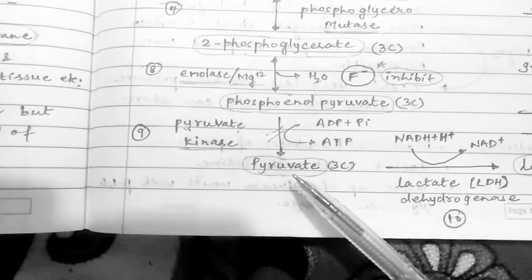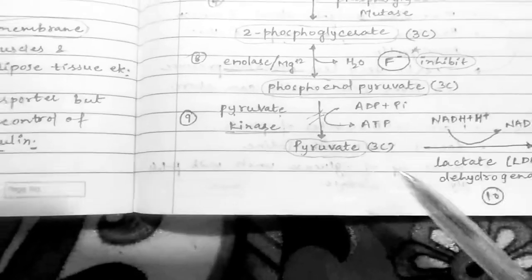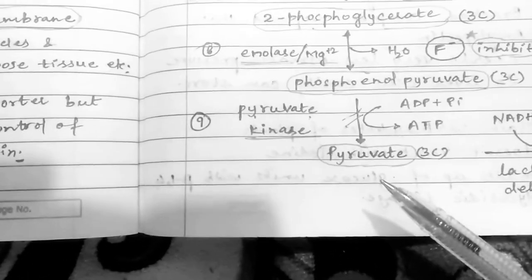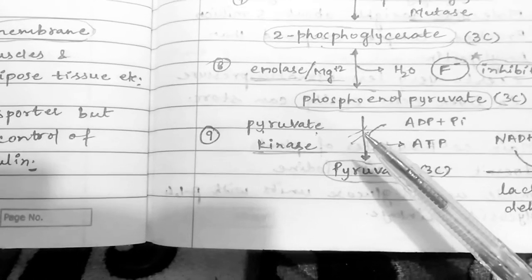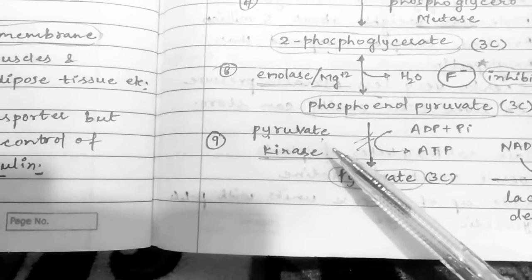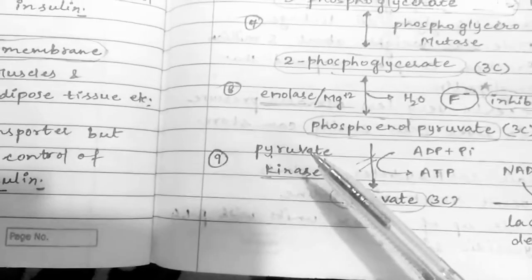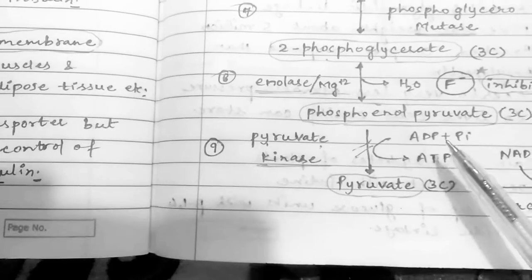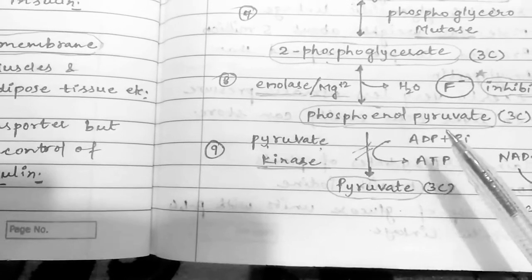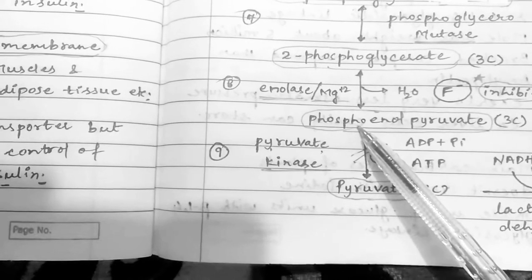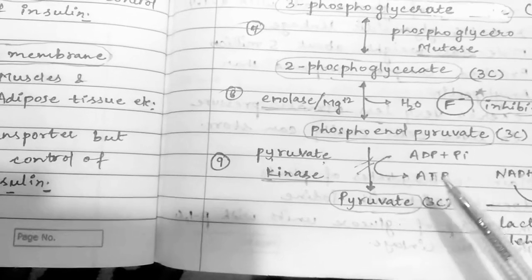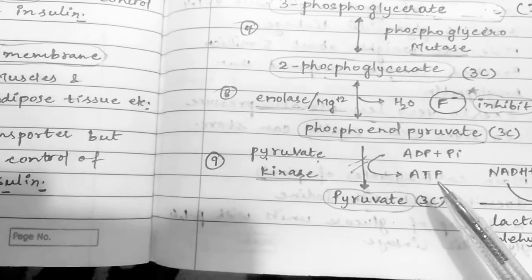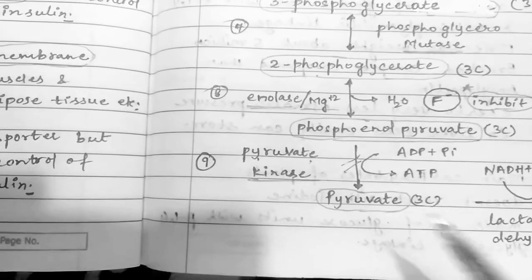Then student, you need to remember the last and final, very important step: the formation of pyruvate. In this step pyruvate is formed, and this reaction is irreversible because it takes place by a kinase enzyme. For this reaction we require the pyruvate kinase enzyme, and in this reaction 1 ATP is formed. Why? Because this phosphate group is removed from the phosphoenolpyruvate and forms ATP from ADP, and forms the pyruvate.